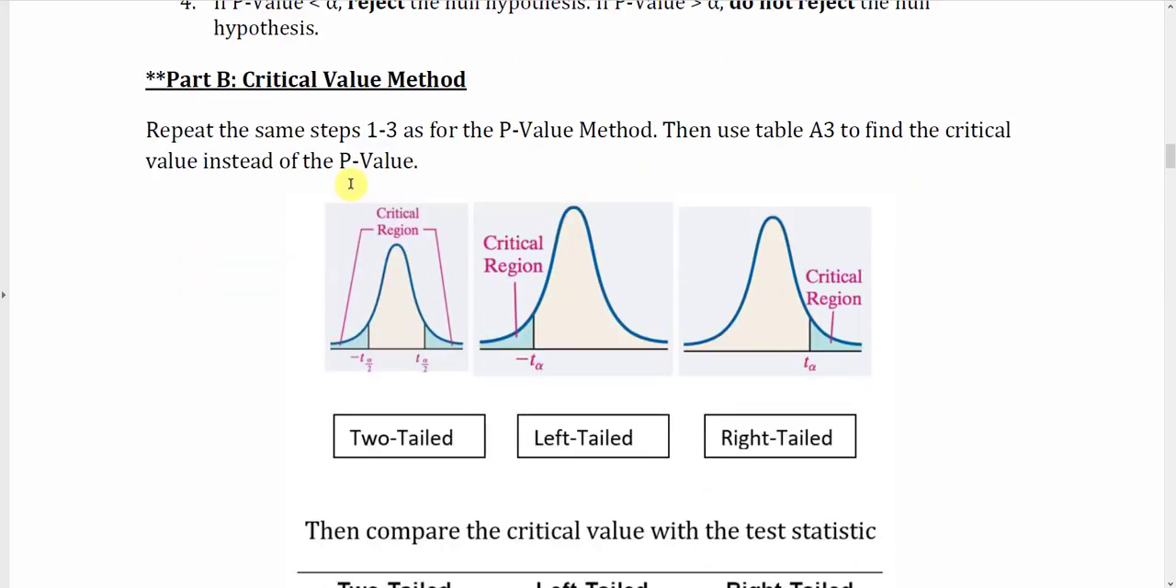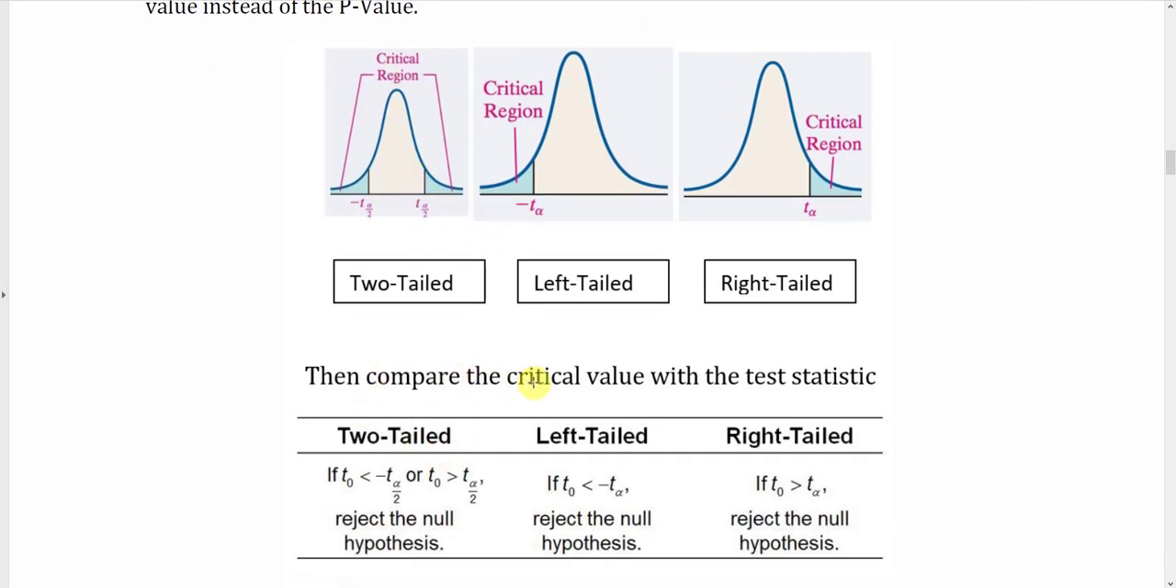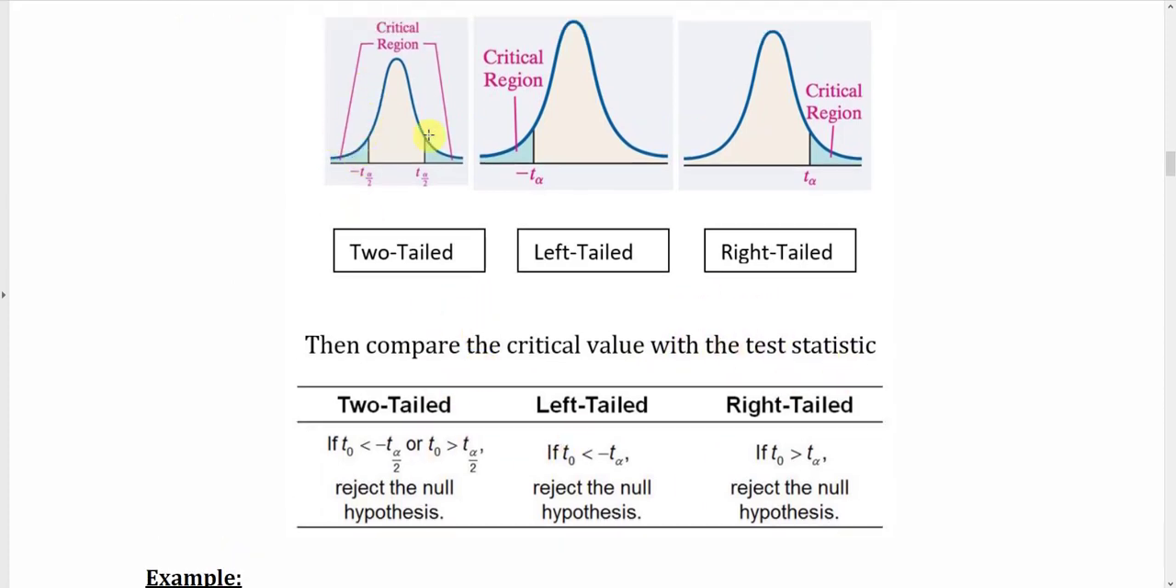If you don't want the p-value method, we can also use the critical value method. Now, to use the critical value method, we repeat the same process as above for steps 1 and 3, and we then use the table A3 to find the critical value instead of the p-value. So once you find the critical value, t alpha or t alpha over 2 for the two tails, then we can compare the critical value with the test statistic. If the test statistic is inside the critical region, then we reject the null hypothesis. If the test statistic is outside of the critical region, then we do not reject the null hypothesis.